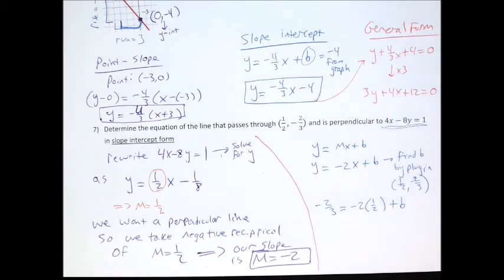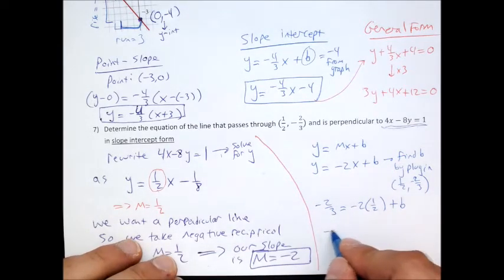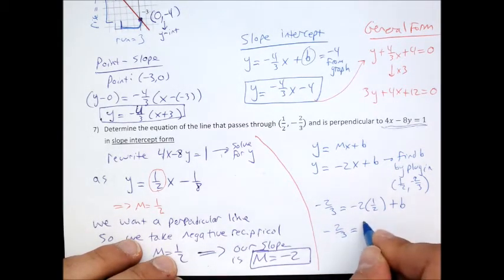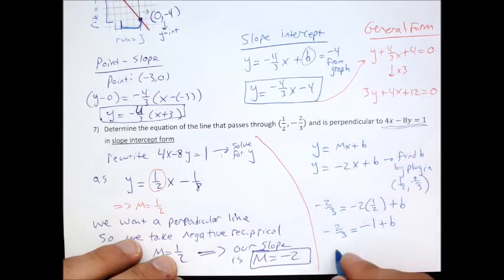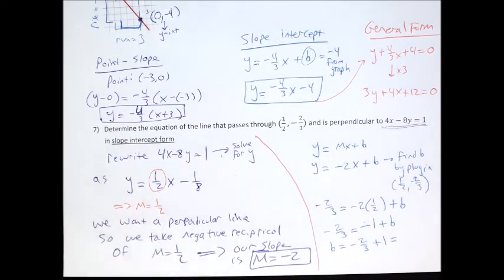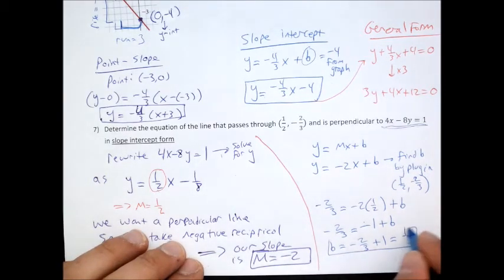And so now we can solve for b. Right, so we get -2/3 equals -1 plus b. And so that means that b equals -2/3 plus 1, which is 1/3. And so then we have our slope, we have our intercept of 1/3, and so our final answer then is y equals -2x plus 1/3.